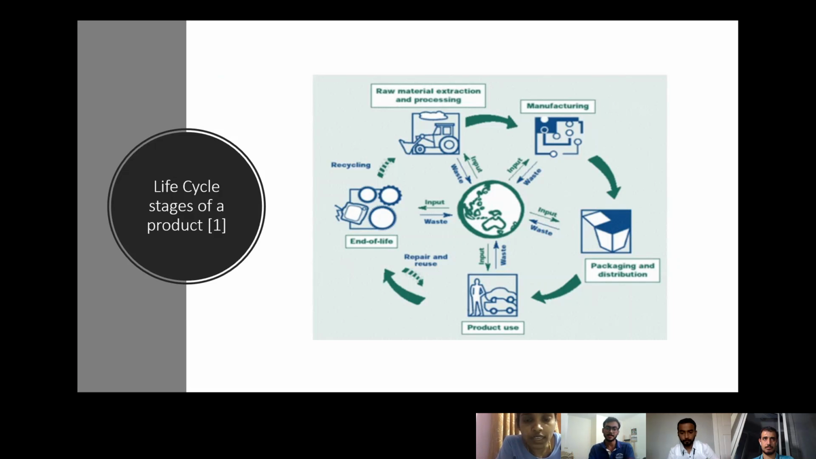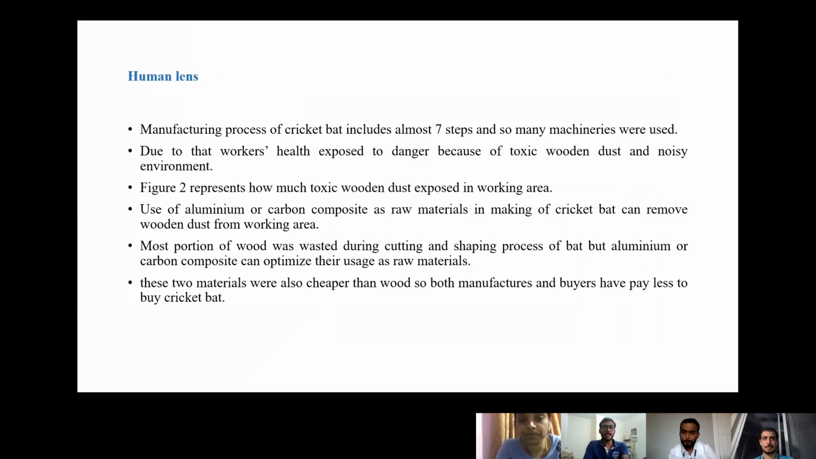Thank you, Ramya. Now, according to the human lens, the bat manufacturing process includes so many steps and machineries. Due to that, the working environment becomes very noisy and toxic wooden dust spreads all around the work environment. It's not good for the workers who are working there. Use of aluminium and carbon fiber as a raw material can remove that wooden dust from the working environment because wood is no longer used in manufacturing of the bat.